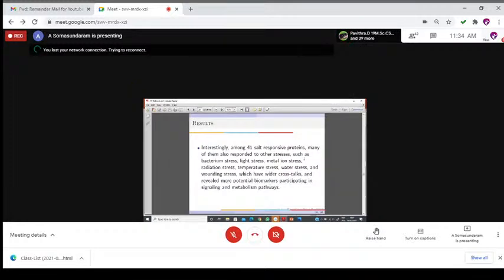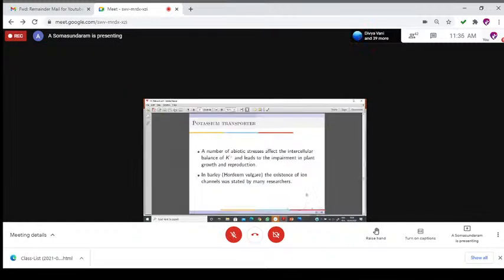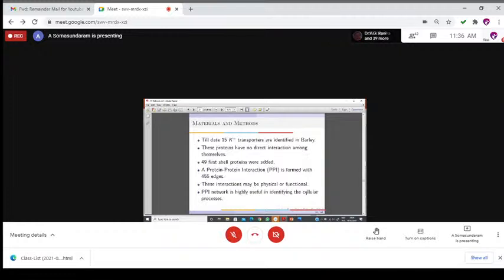It has been extensively studied in this plant also, but we also gave it a try. So far, 15 potential transporters were identified early. Among themselves, we add 49 first shell proteins, which means those interacting with the 15 are the neighborhood. You take that; 49 were there. So we identified 14.